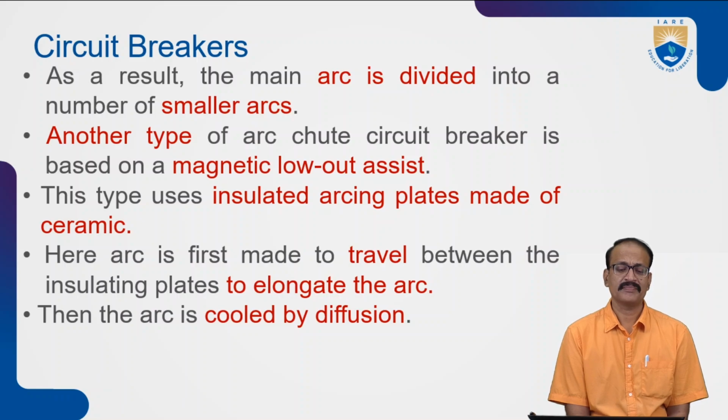Another thing here is that the circuit breaker is based on magnetic blow-out assist. In this type we use insulating arcing plates made of ceramic. Hence the arc is first made to travel between the insulating plates to elongate the arc. So we are cutting and elongating the arc, and the arc is cooled by the diffusion process.